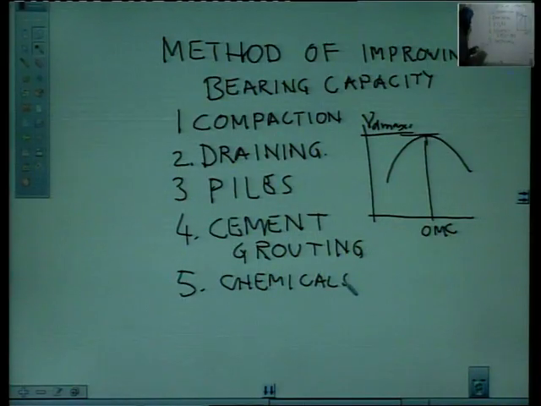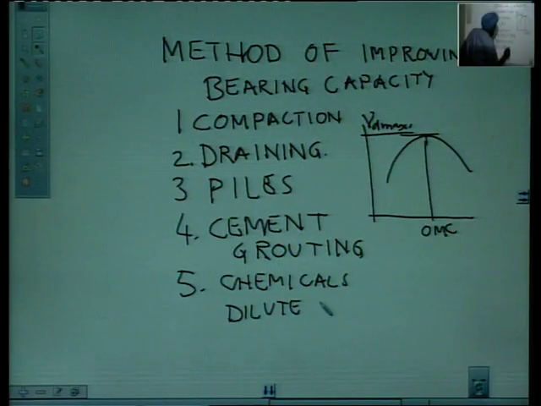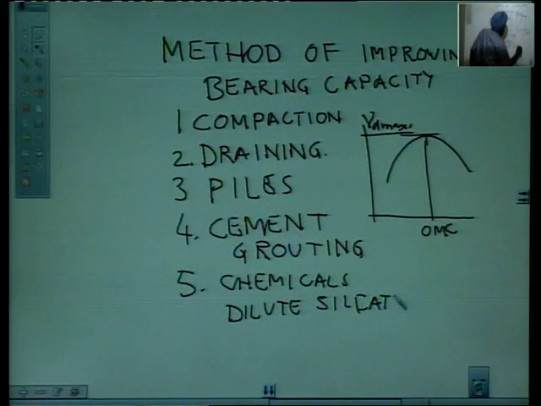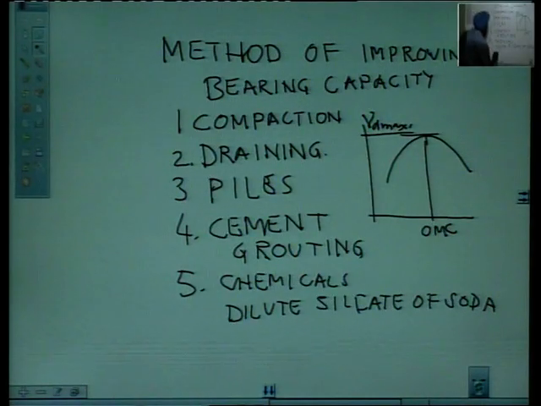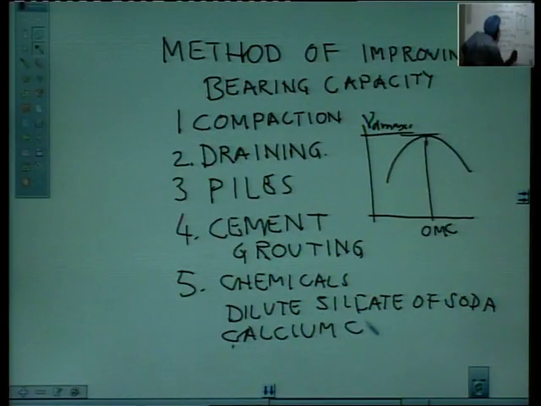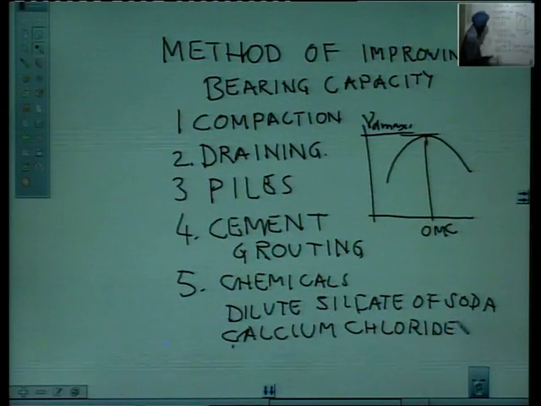By adding chemicals, the bearing capacity can be improved. Chemicals: calcium chloride, dilute silicate of soda, or calcium chloride. So, this way we can improve the bearing capacity of the soil.